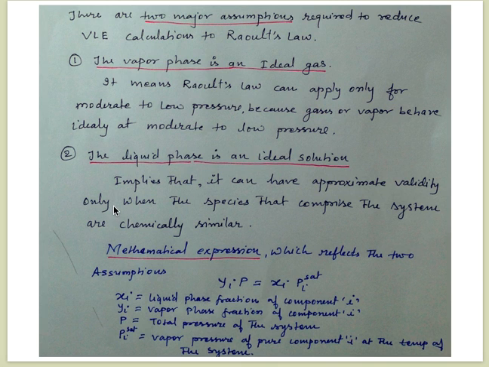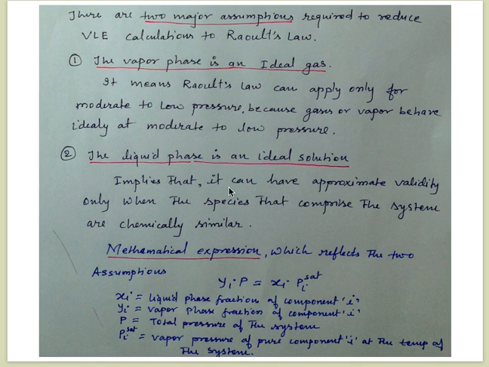There are two major assumptions required to reduce the vapor liquid equilibrium calculation to Raoult's law. First, the vapor phase is an ideal gas. It means Raoult's law can apply only for moderate to low pressure, because gases or vapors behave ideally at moderate to low pressure. That's why we try to keep the operating pressure of distillation columns like ADU and VDU either at atmospheric pressure or below, so that the applicability of Raoult's law is valid. The second assumption is that the liquid phase is an ideal solution.